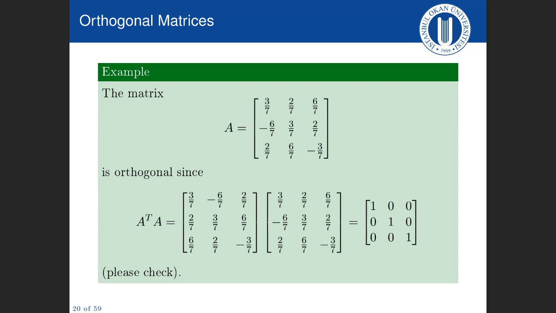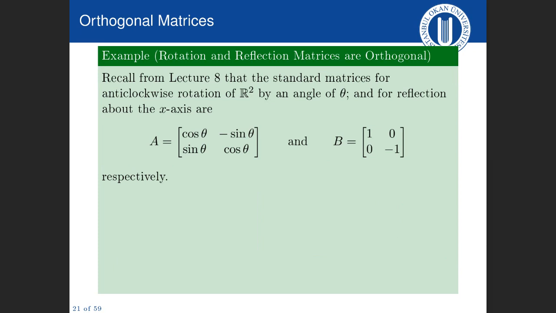So for example, I'm saying this matrix A is orthogonal. Why? Well, I'm going to leave it for you to check that if you calculate A transpose multiplied by A, then you get the identity matrix. Rotation matrices are orthogonal and reflection matrices are orthogonal. If you recall from lecture 8, the standard matrices for anti-clockwise rotation of R2 by an angle of theta and for reflection about the x-axis are these matrices A and B.